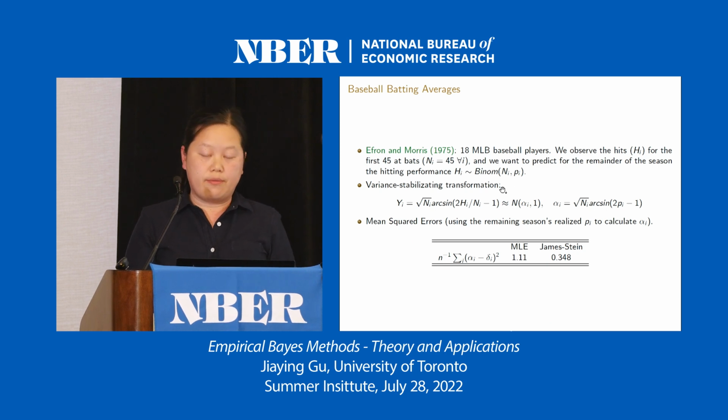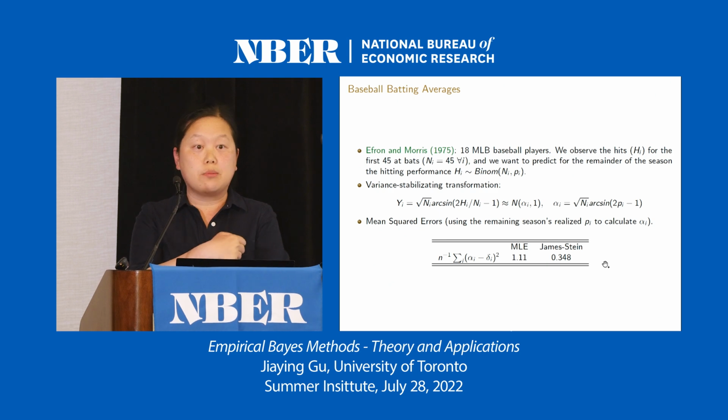Efron and Morris suggested a variance stabilizing transformation, which will bring us back to the normal mean model, right? So once you do this transformation, we approximately have a normal distribution for this transformed quantity, and our goal is to estimate alpha i, which links back to the hitting performance. For the mean squared error comparison, we use the remaining season's realized outcomes to calculate the true value of alpha i, and we see a big reduction in mean squared error by just using the James-Stein shrinkage. So this could be very, very meaningful empirically.